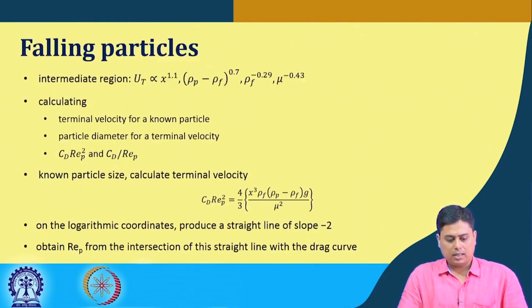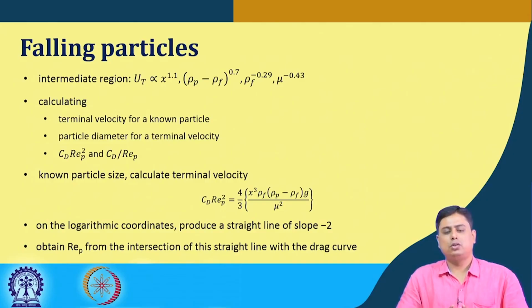So in the last class I mentioned that when a particle is falling under gravity in an infinite extent of a pool of liquid, or let's say the fluid, there are 4 regions that the researchers had identified. One, for the low Reynolds number, there was a Stokes law region, then there was an intermediate region, after that we had Newton's law region, and then for the higher Reynolds number, we had the boundary layer separation region.